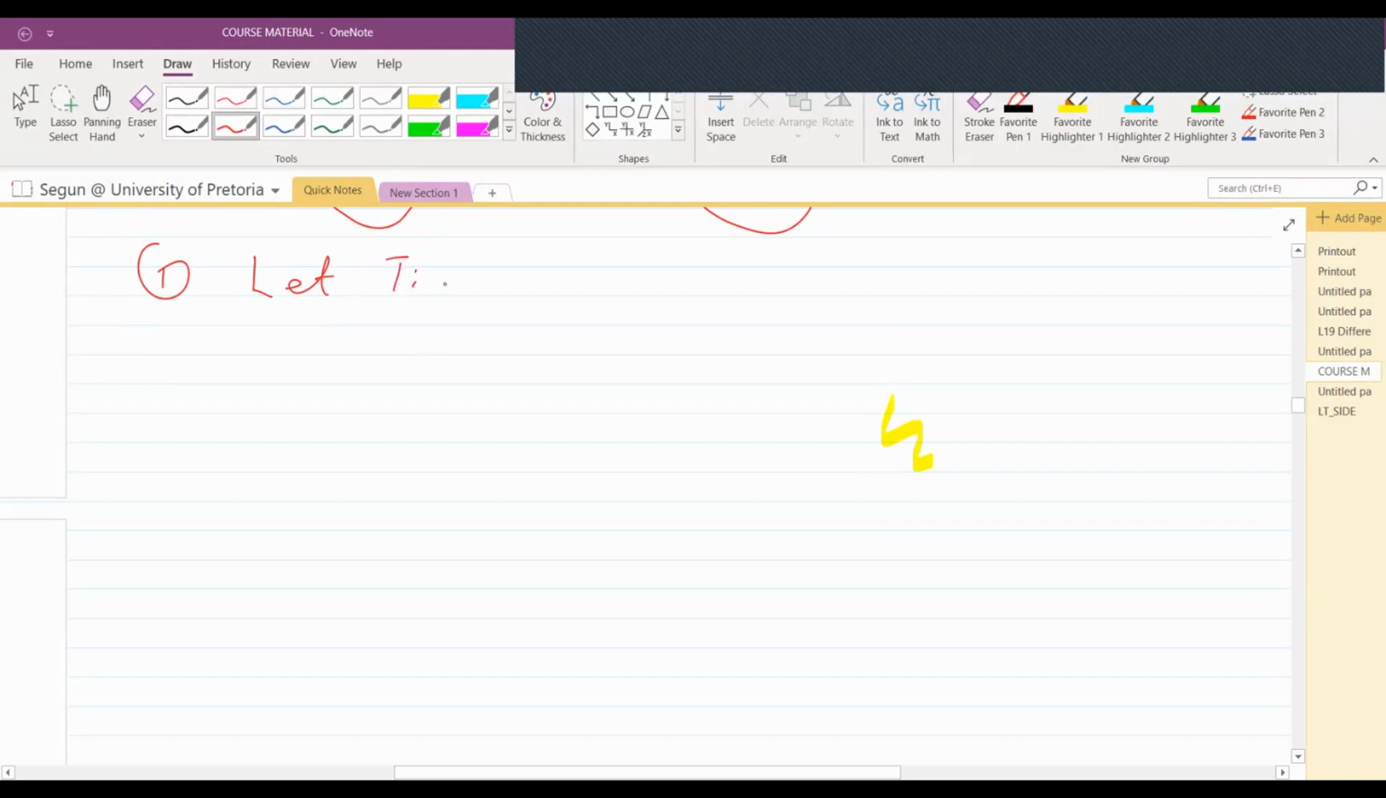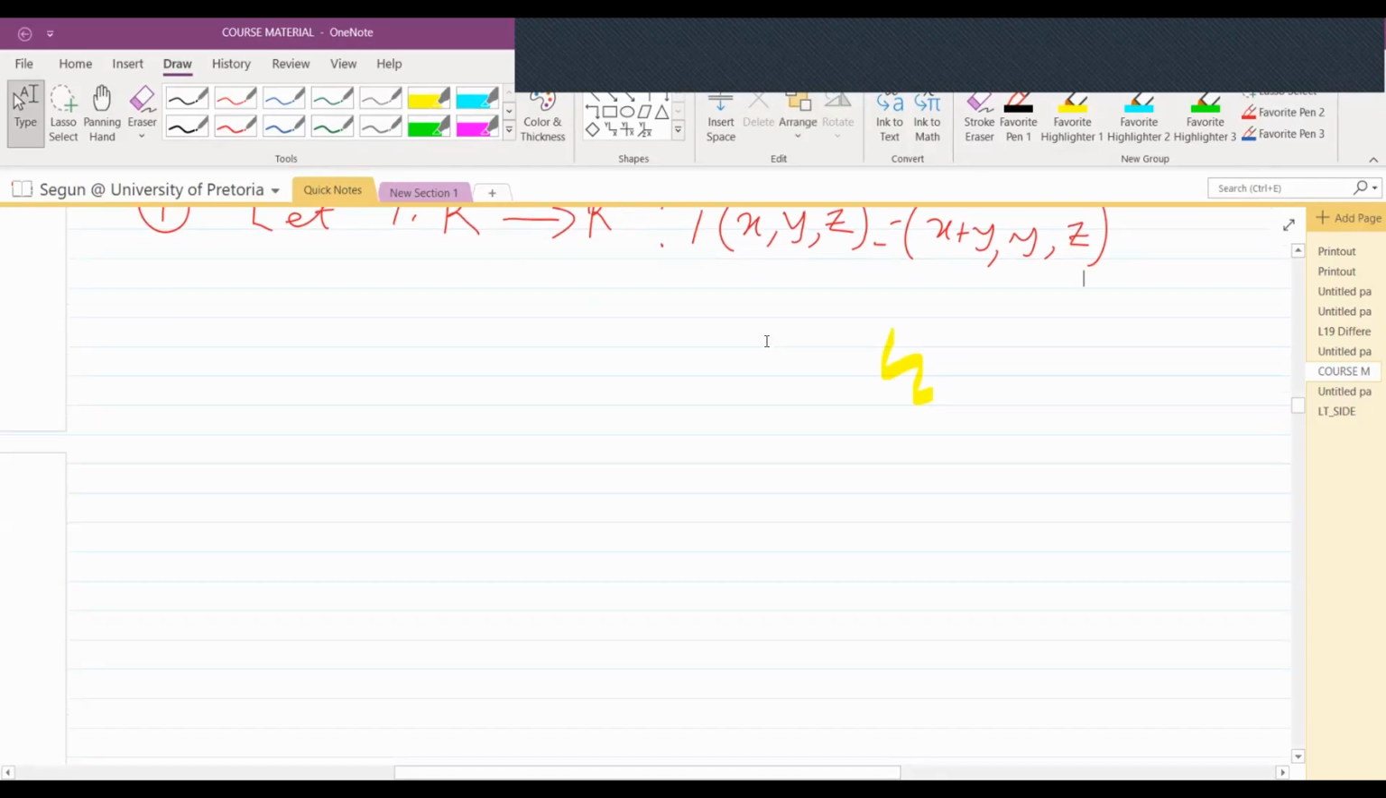Let T such that R of 3 maps to R of 3. That is, R of space 3 also maps to the real R of space 3, such that our T of (X, Y, Z) is equal to (X plus Y, then Z). So it simply means that now the question says, okay, let me write the question down, finish.